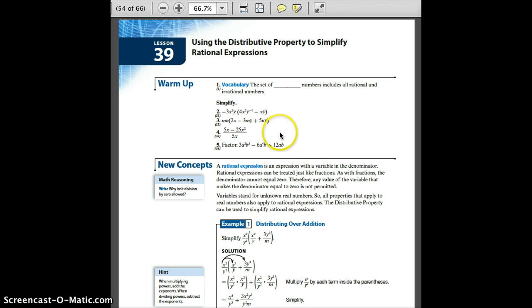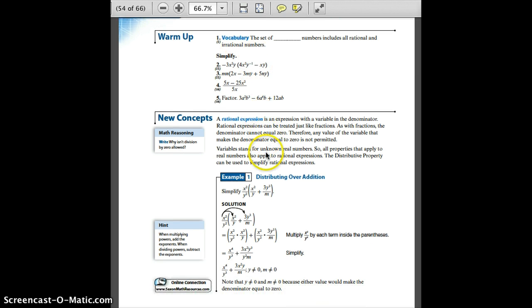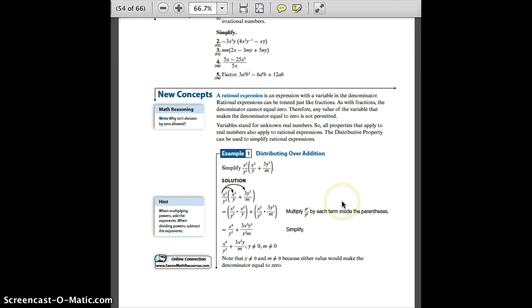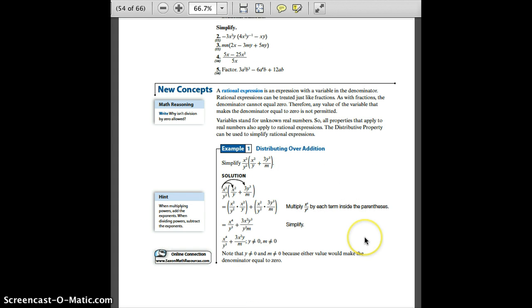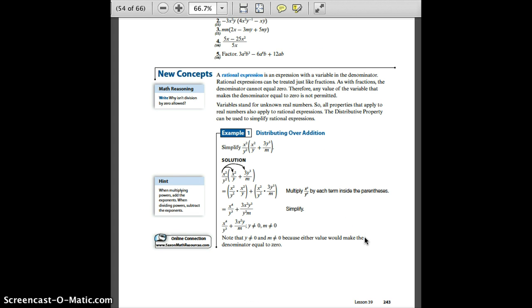Okay, so let's get started. This is lesson 39, using the distributive property to simplify rational expressions. Go to the new concept on page 243. Okay, and let's read this.